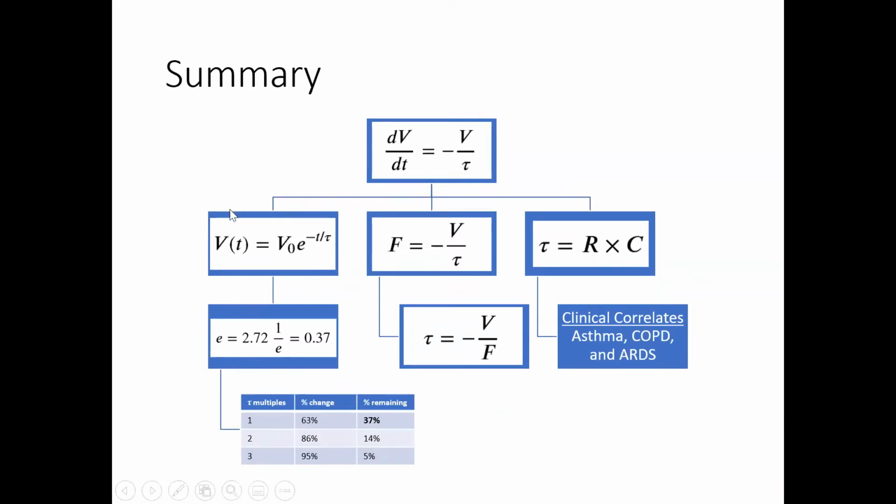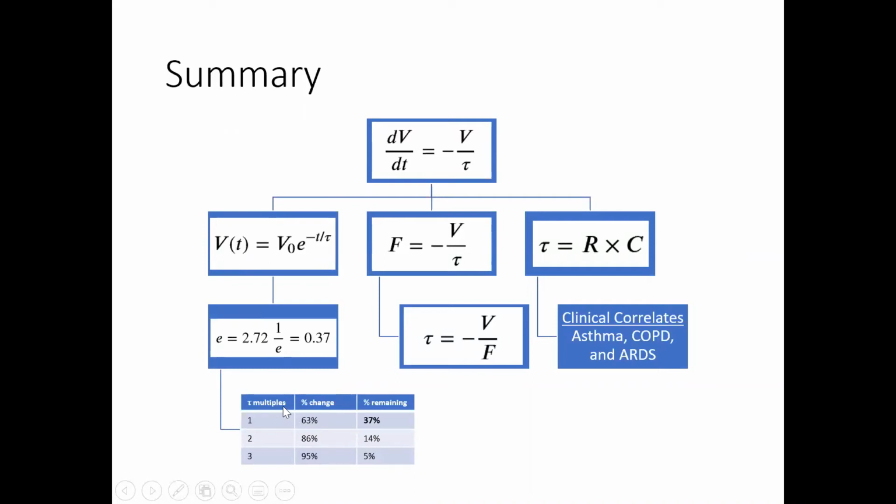So the volume at time t equals the initial volume V0 multiplied by e to the power of minus t over tau. It's a complicated equation, but the way to think of this equation is as a way to get the table below that we clinically use when calculating tau.